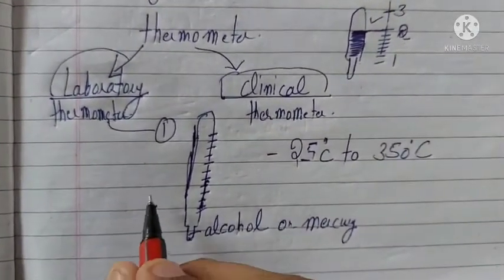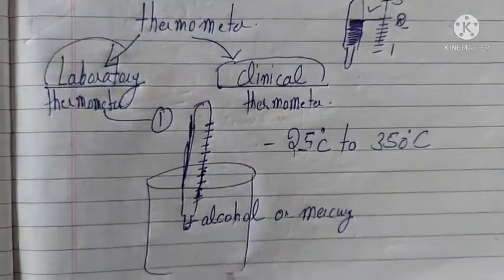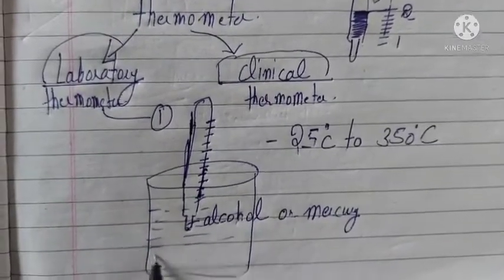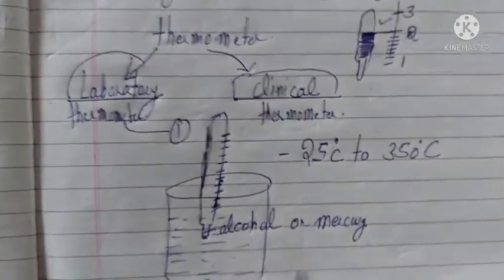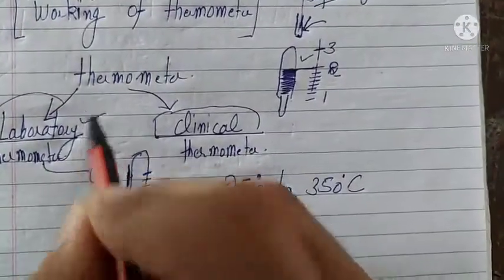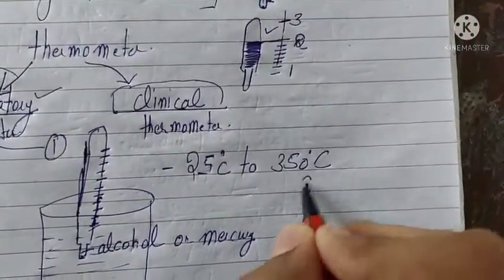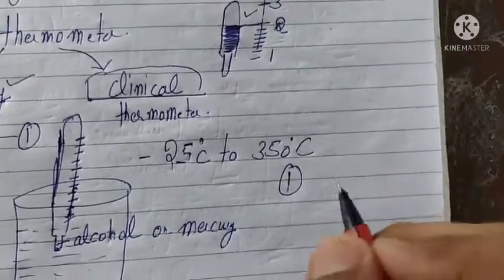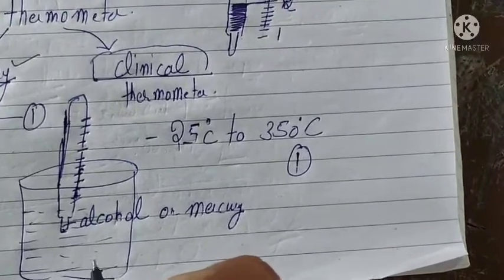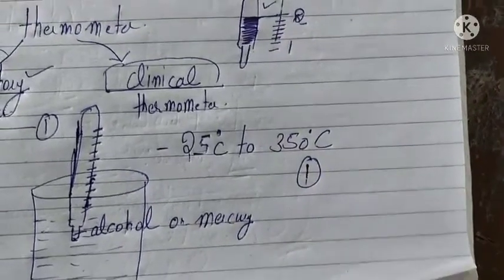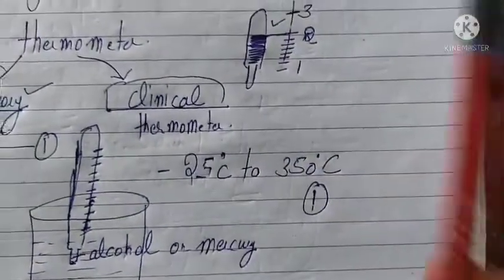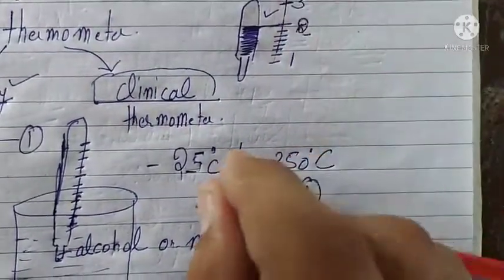When we want to measure the temperature of any liquid, the bulb should be completely dipped in that liquid. So we have to follow some precautions while measuring the temperature through this laboratory thermometer. First, the bulb should be fully dipped in the liquid whose temperature is to be measured. Second, the thermometer should be vertical. It should be like that. It should not be like that.